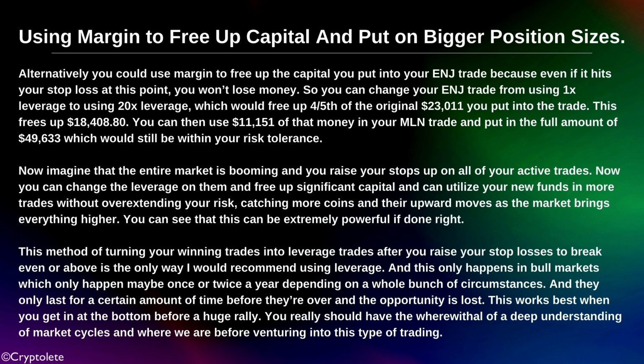Then what we did was we took the leverage for that trade and we cranked it up to 20x, which freed up $18,408.80. And then we used $11,151 of that money in the MLN trade, and we put in the full amount of $49,633, which let us still be within our risk tolerance. So you could do it this way, or you could do it how we did it in the last slide, where we simply put 2x leverage into the MLN trade.